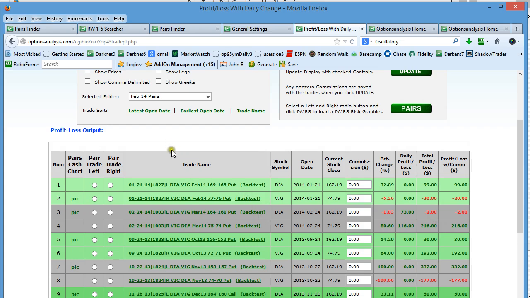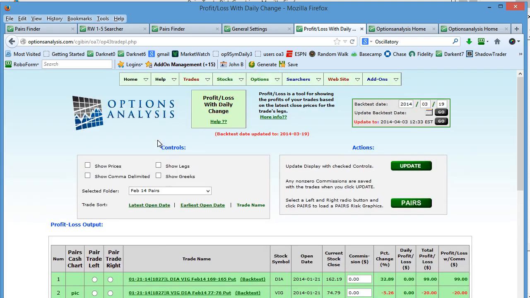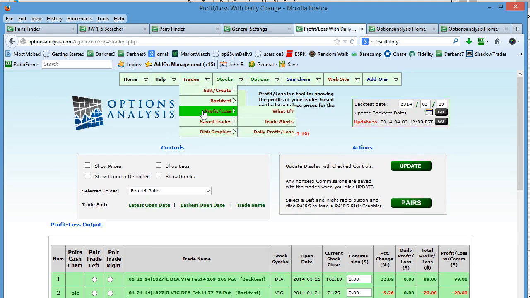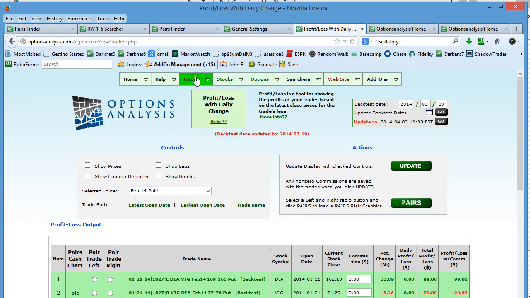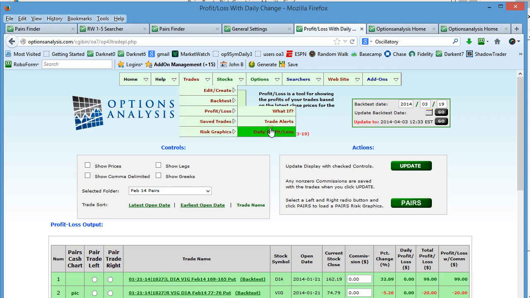That ends this using the profit loss tool to analyze our profit trades. Another way to get to the profit loss tool is trades, profit loss, daily profit loss.